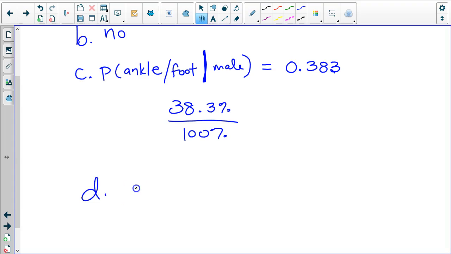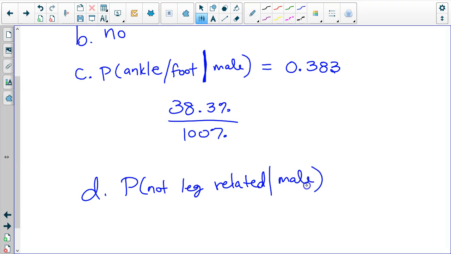D says find the probability not leg related given that they're male. So not leg related. Does foot count for your leg? Is your foot on your leg? From your hip down is your leg. Okay, so ankle, foot, that's leg. Hip, thigh, leg. Knee, right? Forearm, wrist, hand, face, scalp, other.